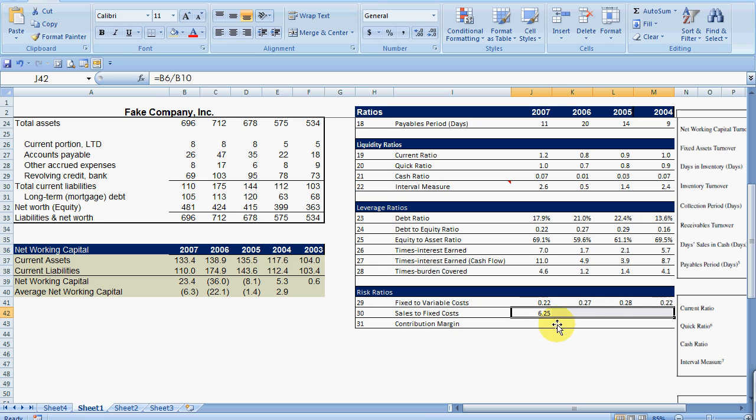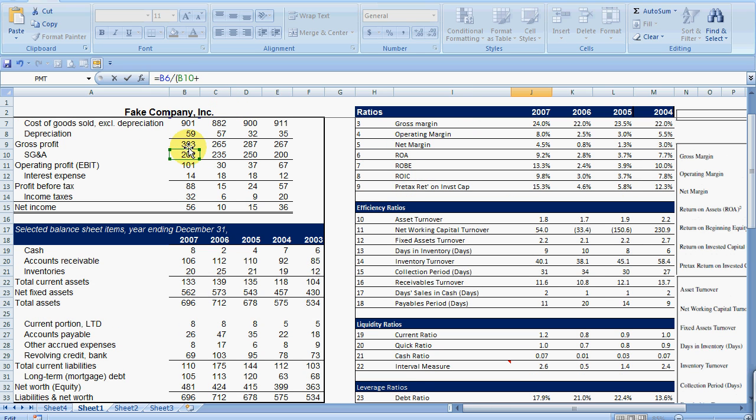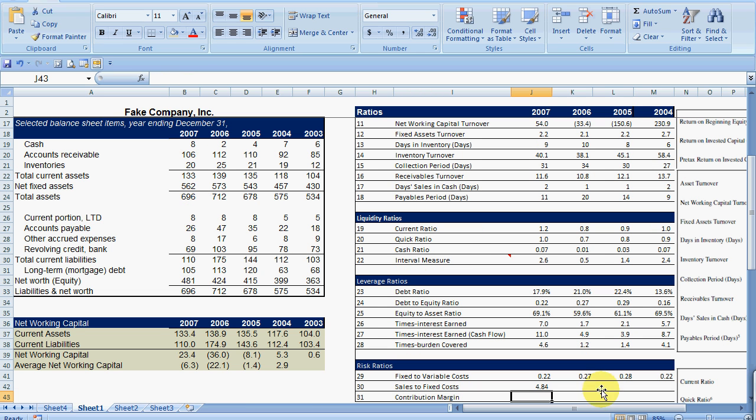Now what we could do is add back the depreciation, because it's not a cash expense per se. So let's do that. Let's add back our depreciation there, and it gives us 4.84, right? So from 6.25, 4.84. The bottom line behind these numbers is to give you an indicator, right?